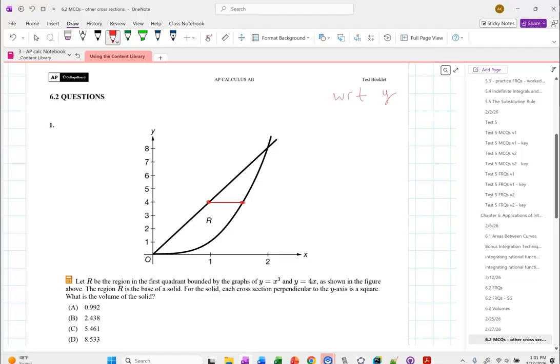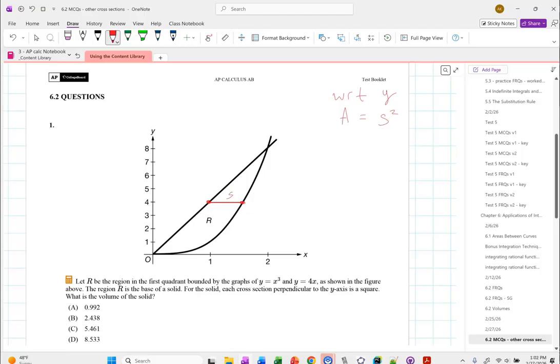What is the cross-sectional shape? It tells me it's a square. It says the cross-sections are squares. That's my cross-sectional area. What's the area formula for a square? Side squared, right? You could say length times width, but they're the same in a square. So let's do that. So this measurement right here is my S.